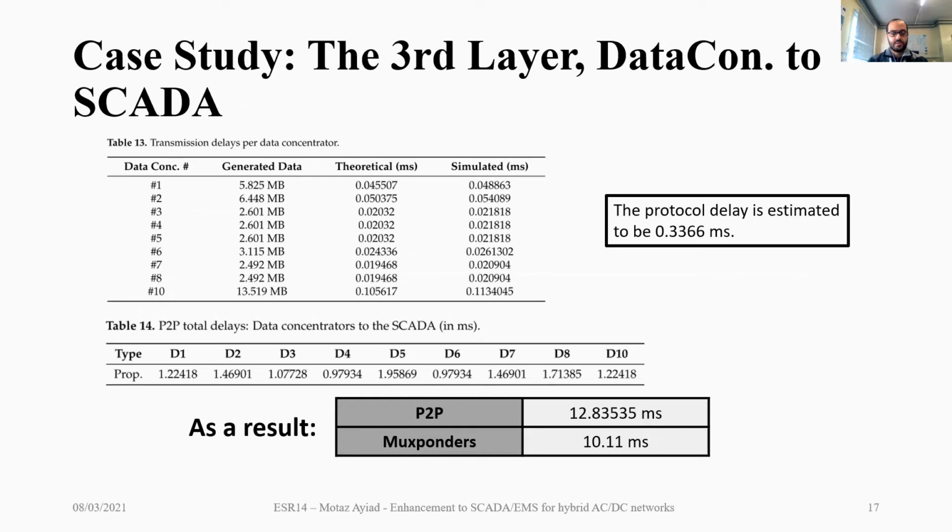By repeating the previous steps, we can estimate the time delay from the data concentrator to the SCADA. As a result, in a peer-to-peer architecture, the time delay is around 12.83 milliseconds, but by using the Max Pondos, the time delay is 10.11 milliseconds.